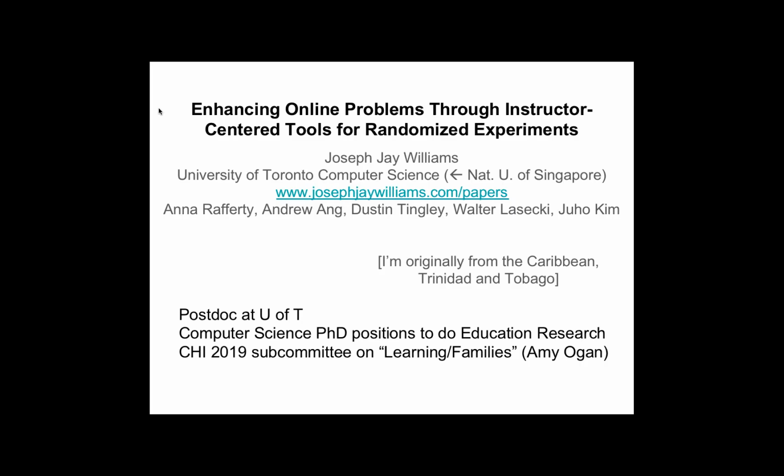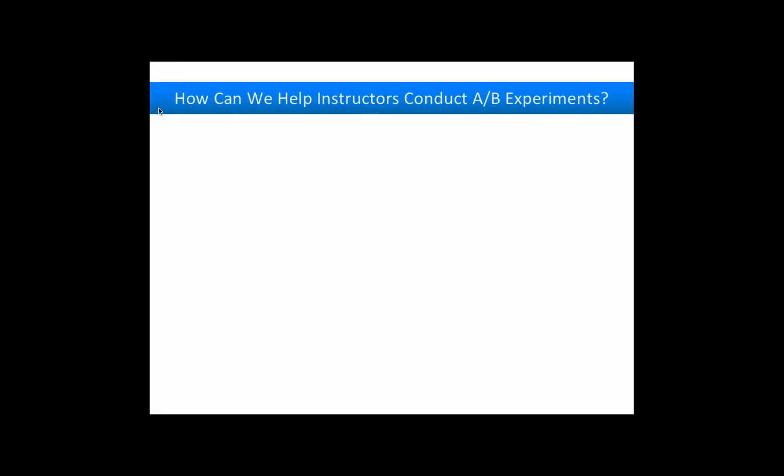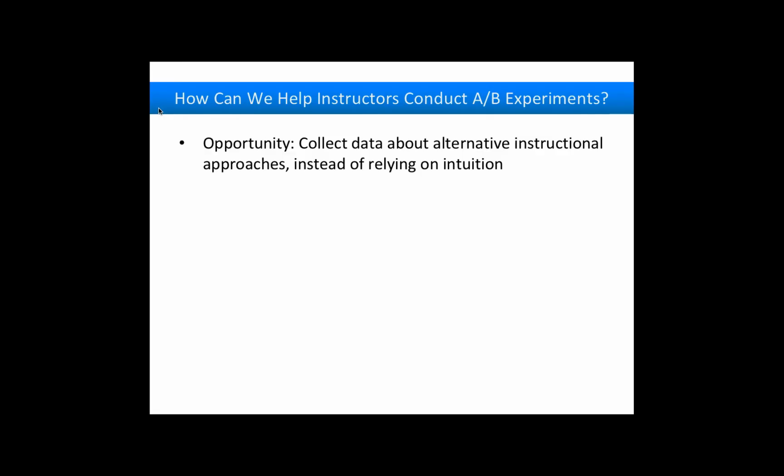So what I want to present on today is thinking about how we enhance online problems by taking an instructor-centered approach to doing experimentation. So we're trying to think of this question: how can we help instructors conduct randomized A/B experiments? Why would that be helpful? The key idea is we have an opportunity that instead of relying on our intuitions when we're teaching, we could actually collect data about alternative instructional approaches to see what students find helpful.